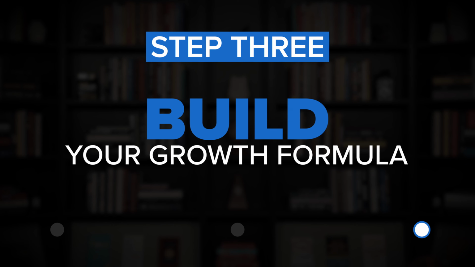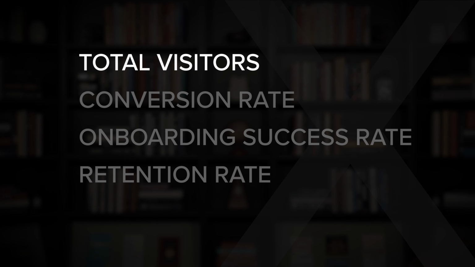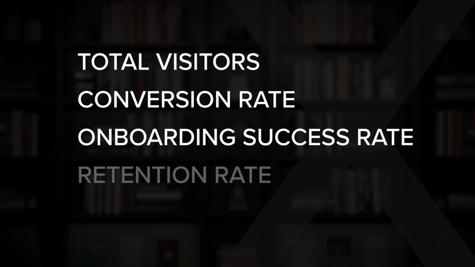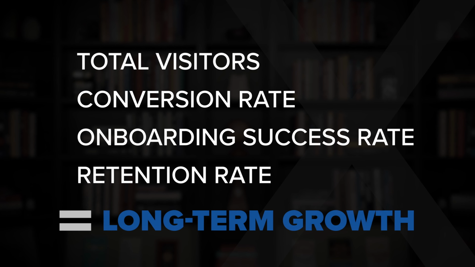So for example, how many orders did we have this week relative to last week? How many exclusive products did we have this month compared to last month? Once you're clear on the growth levers in your business, it's time for step 3, build your growth formula. This is where you simply combine your most important metrics into a simple equation. For example, total visitors times conversion rate times onboarding success rate times retention rate equals long-term growth.